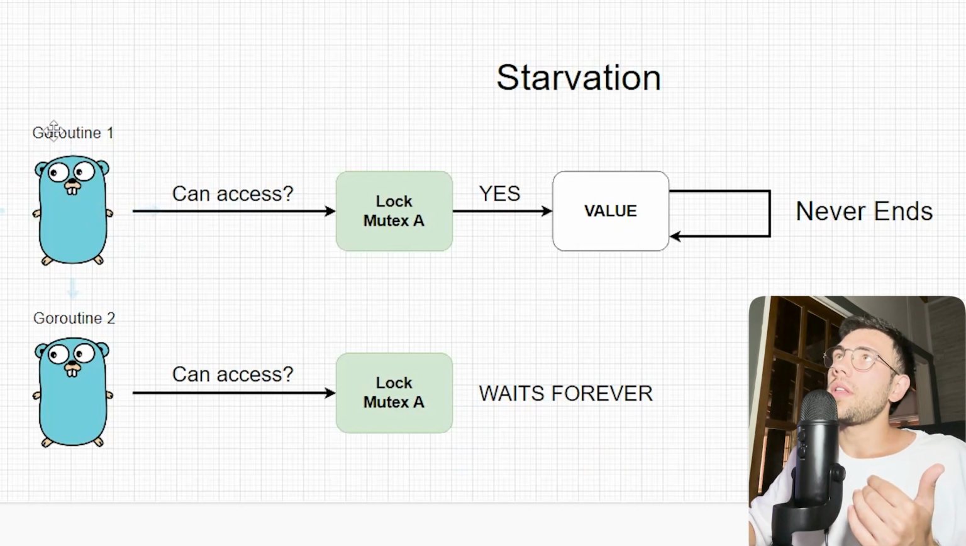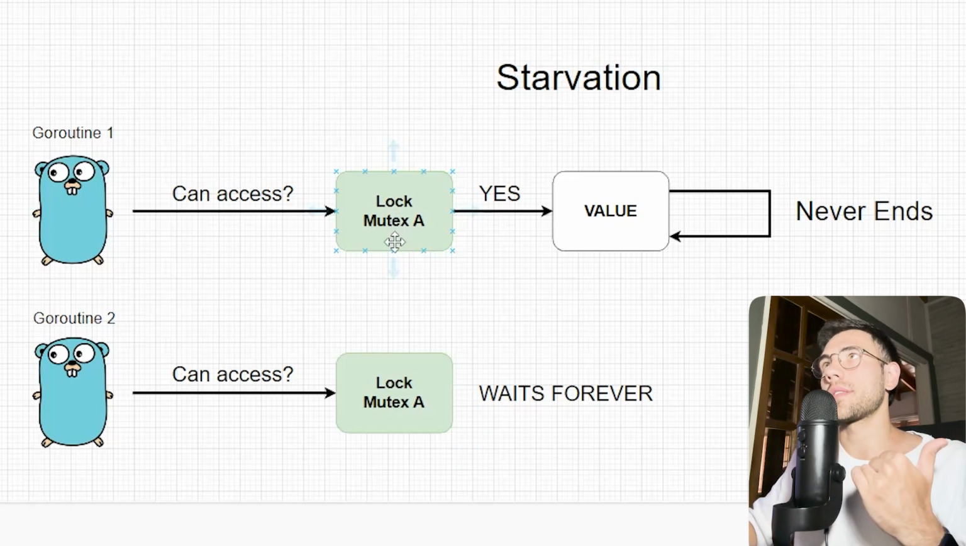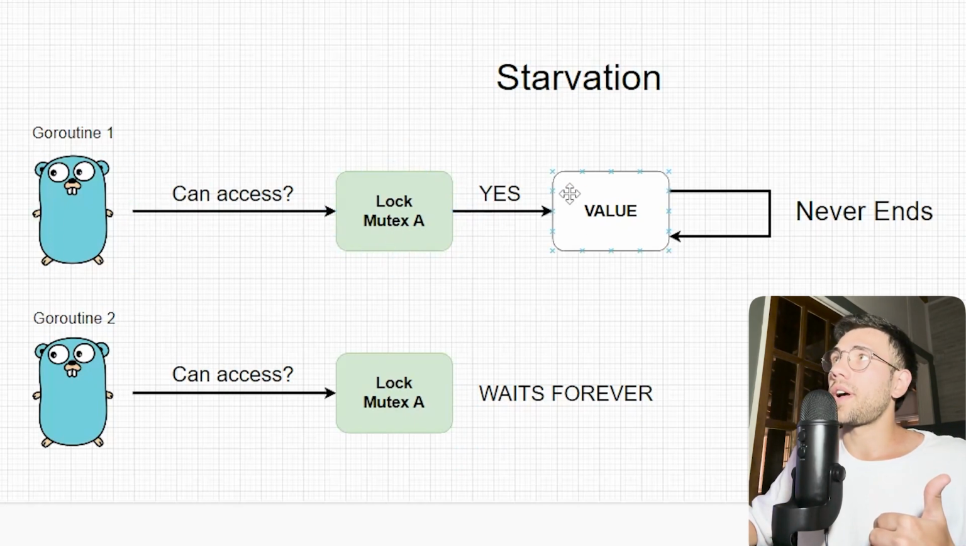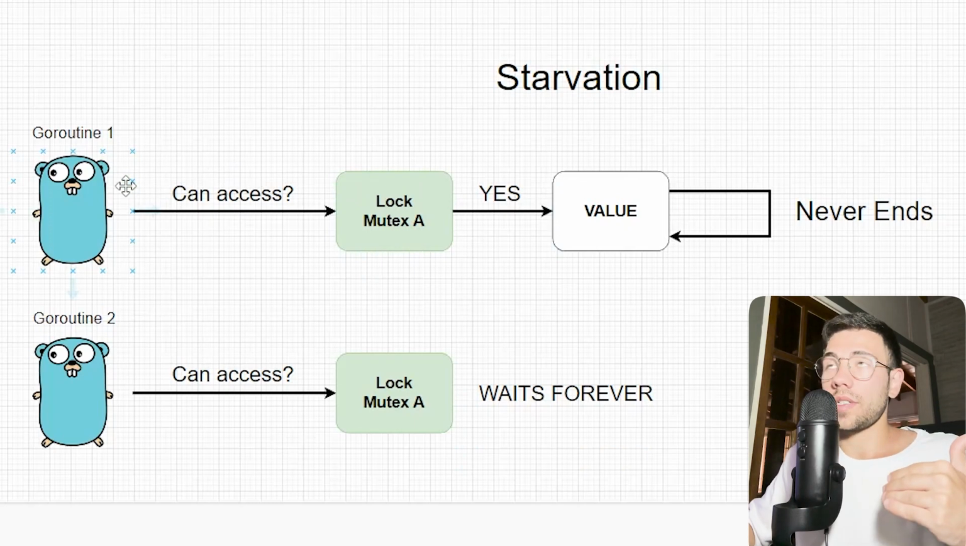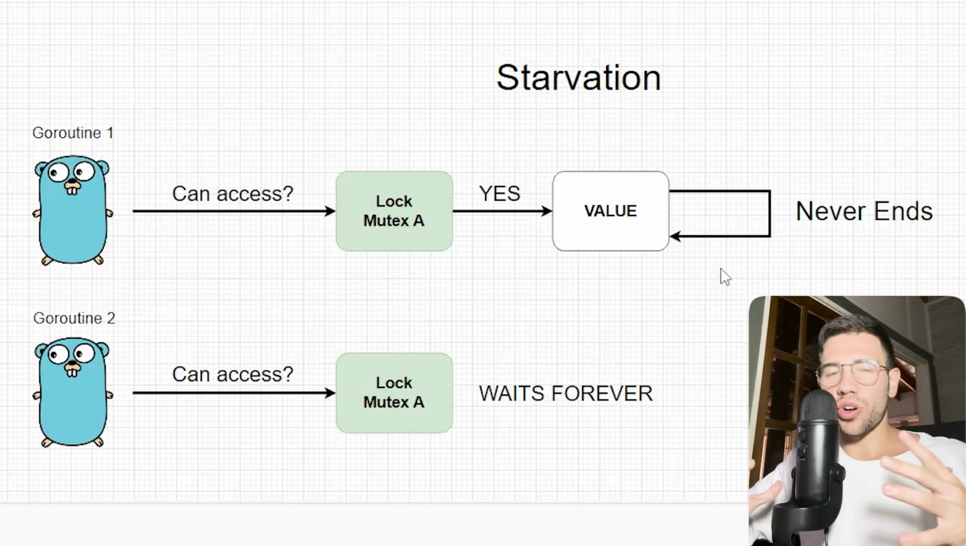Like you can see here, routine number 1 accesses this mutex first, so it's the first routine to get access here, and the mutex allows this routine to access this value, but this routine never unlocks the mutex, never. So it will use this value forever until the main program ends.